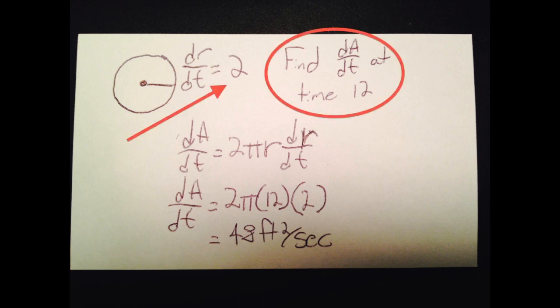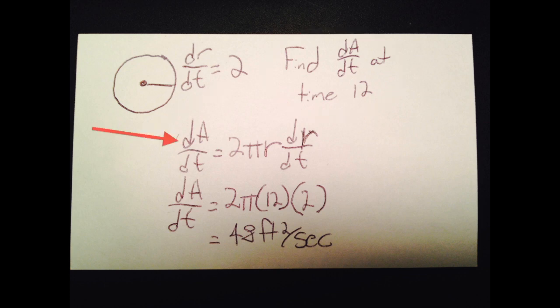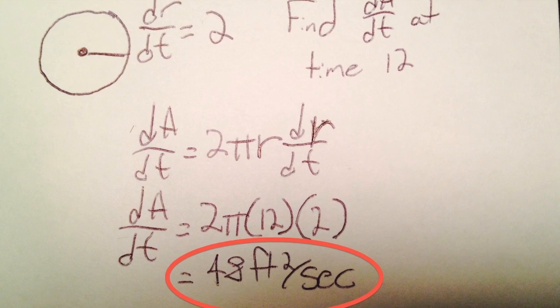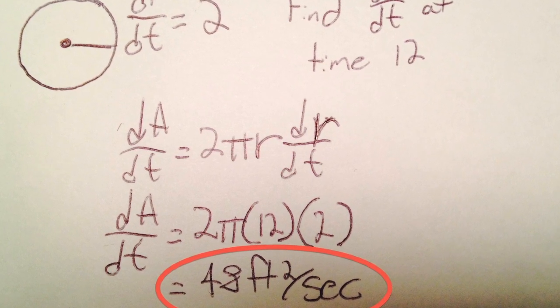First, know that the radius is changing at a rate of 2 feet per second, and that we want to find the area at a time of 12. Now, what we do is derive the area equation. Then we plug in our numbers into this equation, and we have our answer of 48 feet squared per second.